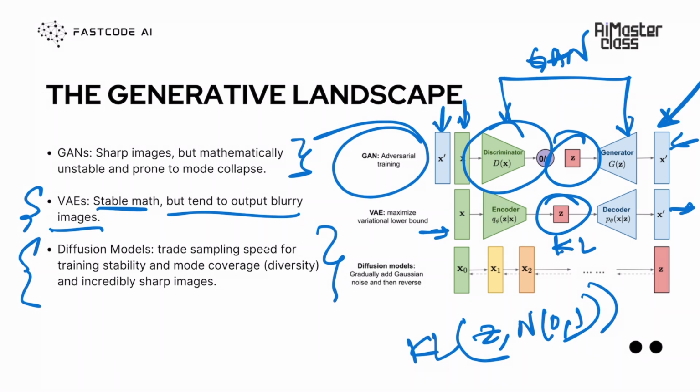What it does is, it trades sampling speed, meaning it's slow. It's really slow. So it trades sampling speed for training stability and mode coverage. So diversity, variability, yeah, and incredibly sharp images. And this is why we are learning diffusion models.